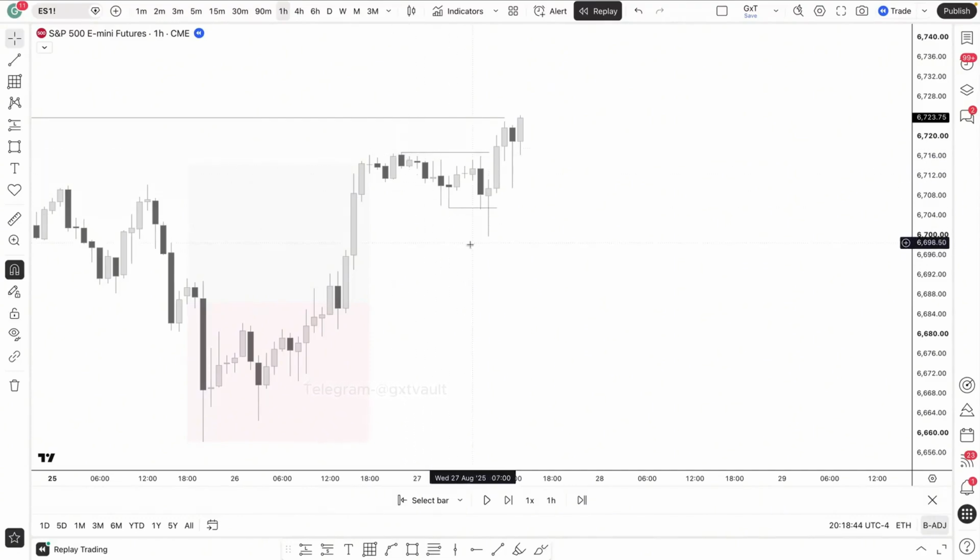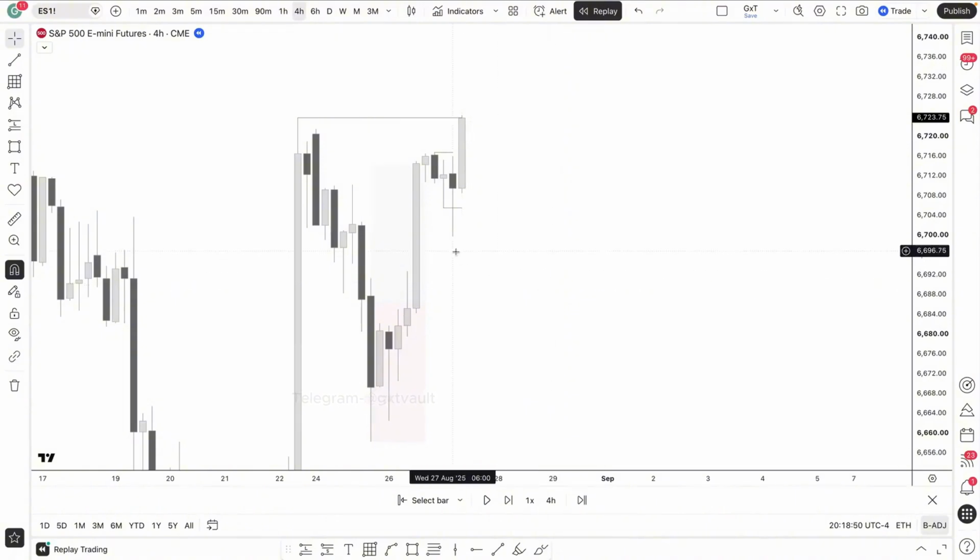Now let's go see if a 4-hour swing formation created the low of the day. And as you can see here on the 4-hour time frame, what do we have?